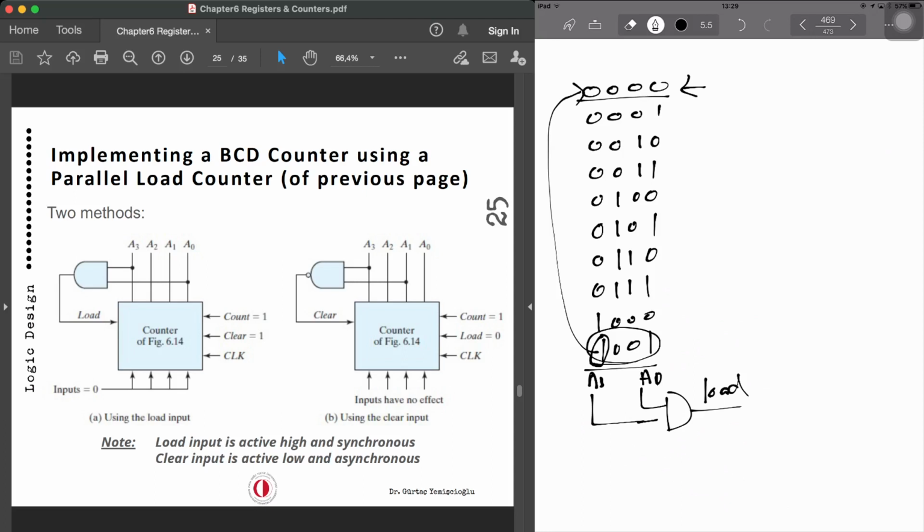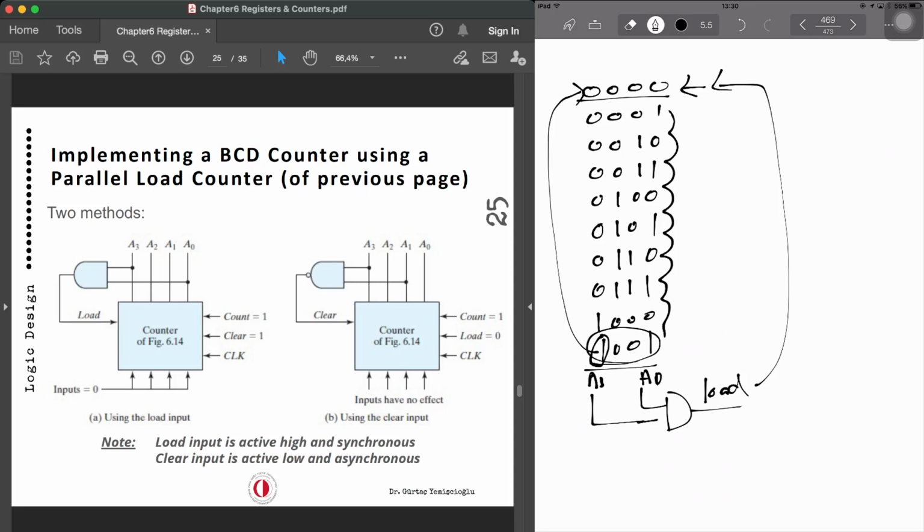So when the load input is activated, what will happen? Inputs are going to be loaded in as 0, 0, 0, 0. So this will load in 0, 0, 0, 0, and then the count will start again, and it will count up until 1, 0, 0, 1, then load again. You can also use a clear, which is active low. This is also possible. Be careful with the clear inputs and the load inputs over here. They are both possible.